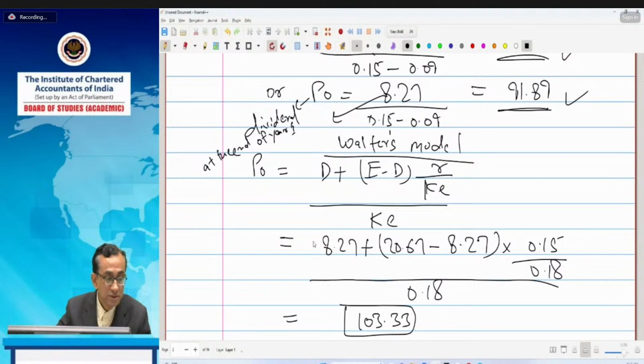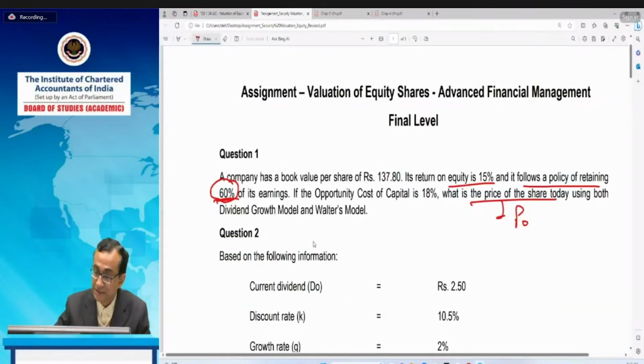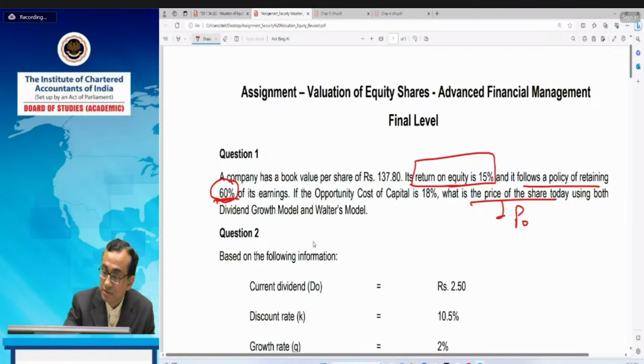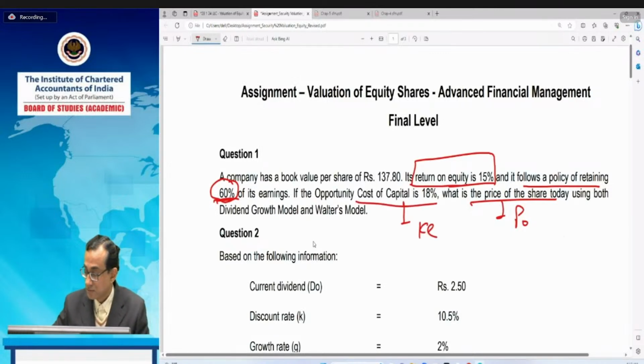No, this, Shruti, this is KE or R upon KE. This R, 15%, is the required rate of return. If you see the question, required rate on equity is 15%. And this opportunity cost of capital is basically the KE. This is the discount rate.